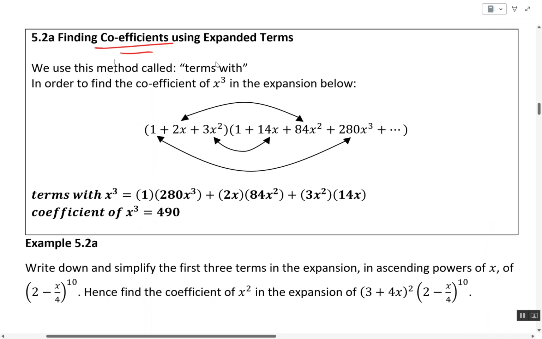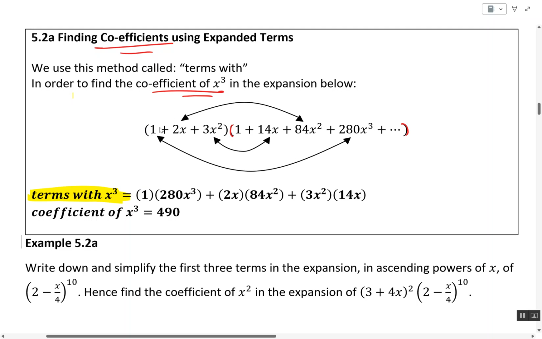For example, let's say I've already expanded a binomial expansion, and this is the bracket that I get: 1 plus 14x plus 84x squared plus 280x cubed plus dot dot. The next part: if I ask you to find the coefficient of x cubed, what you do first is find the terms with x cubed first. Meaning to say, when I expand the terms in these two brackets, what are the terms that I multiply one another to get x cubed?